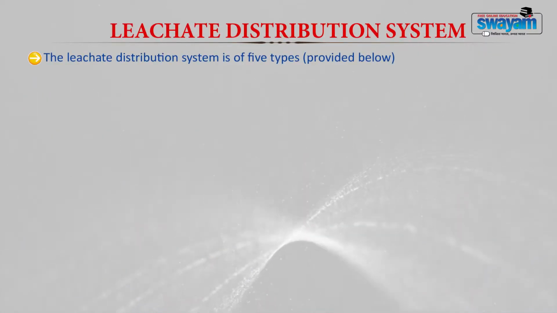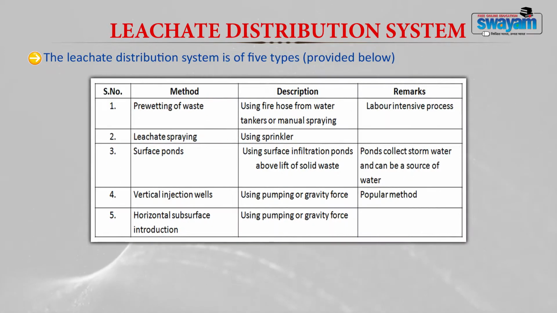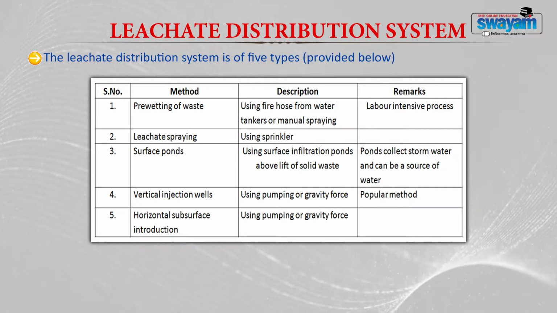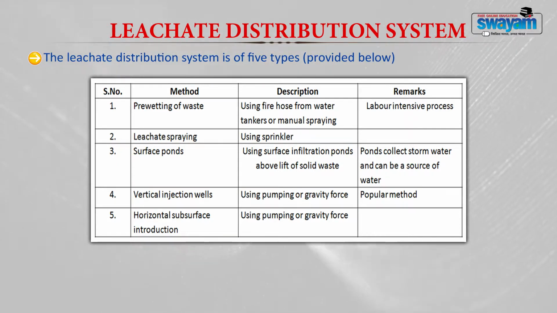There are generally 5 types of leachate distribution systems, which are summarized in this table. First type is pre-wetting of waste. Just to wet the waste, you can fit a fire hose to a water tanker and do manual spraying. It is generally a labor-intensive process. The second type is leachate spraying, where you use sprinklers.